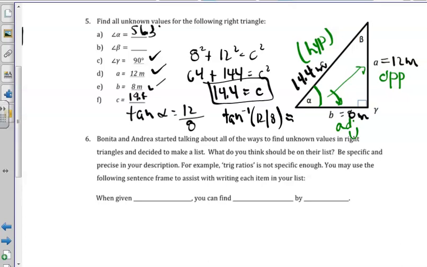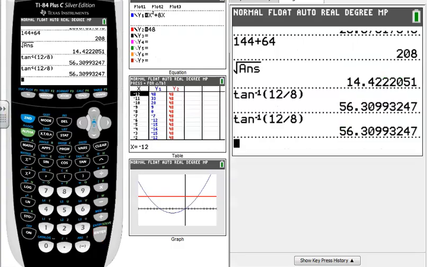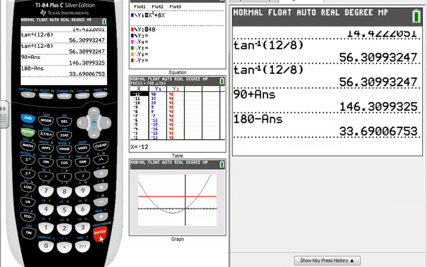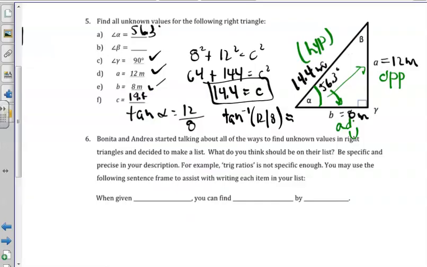Now we have two ways to find beta. We could use another trig function, or because we know the sum of the angles in a right triangle, or any triangle, should be 180 degrees, we can take 90 plus our answer from the previous line. We get approximately 146.3, and take 180 minus that answer, and that should give us the measure of beta. So the measure of angle beta is approximately 33.7 degrees.